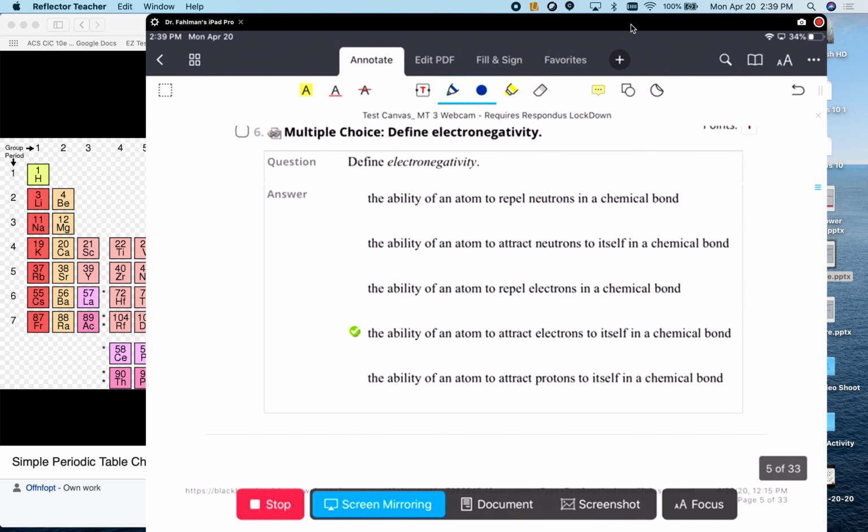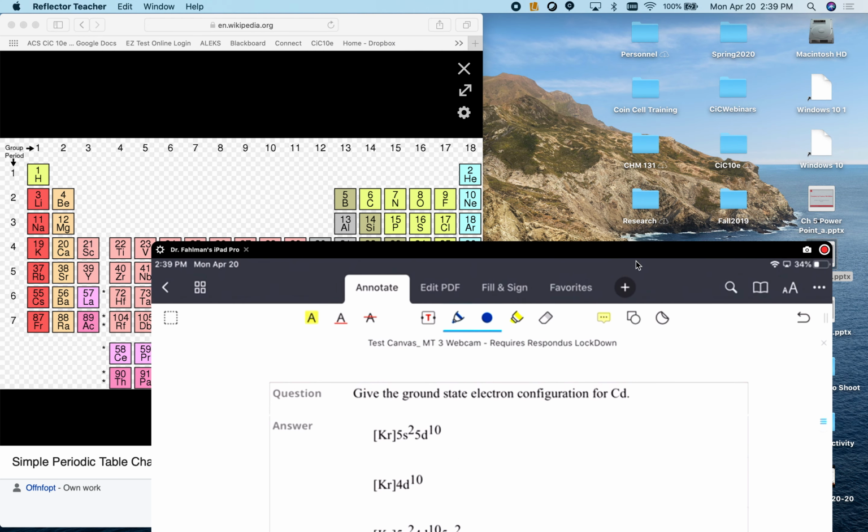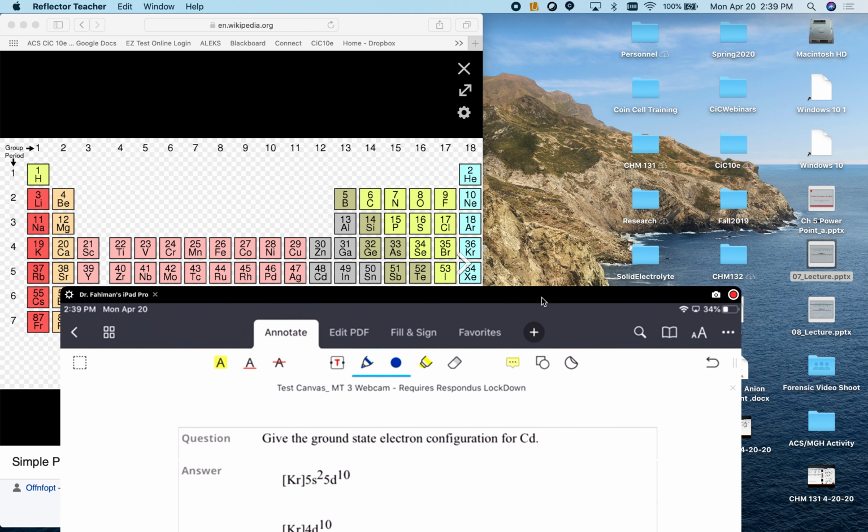All right, electronegativity, just a definition. It's just an atom attracting electrons to itself. Ground state for cadmium. Let's go to the periodic table. Cadmium is element 48, so it's going to be krypton, and then 5s2, 4d10. Yeah. Okay, so right here.